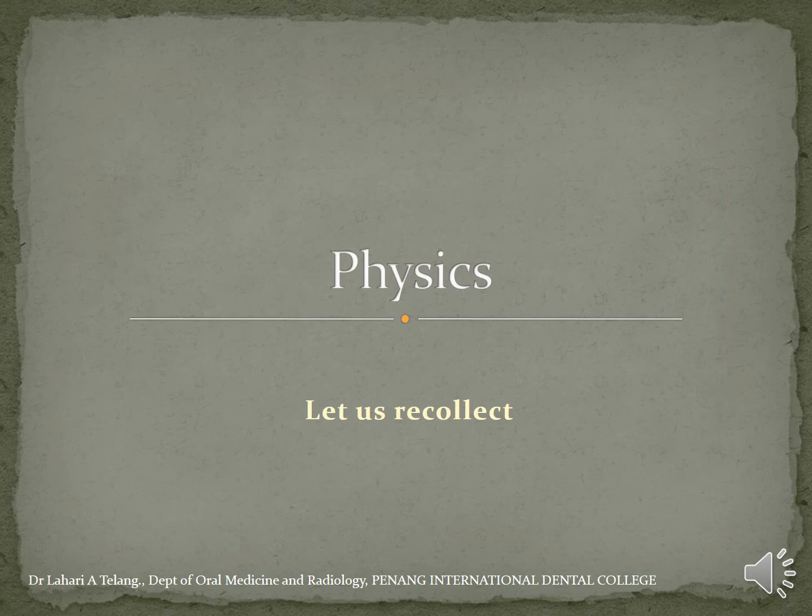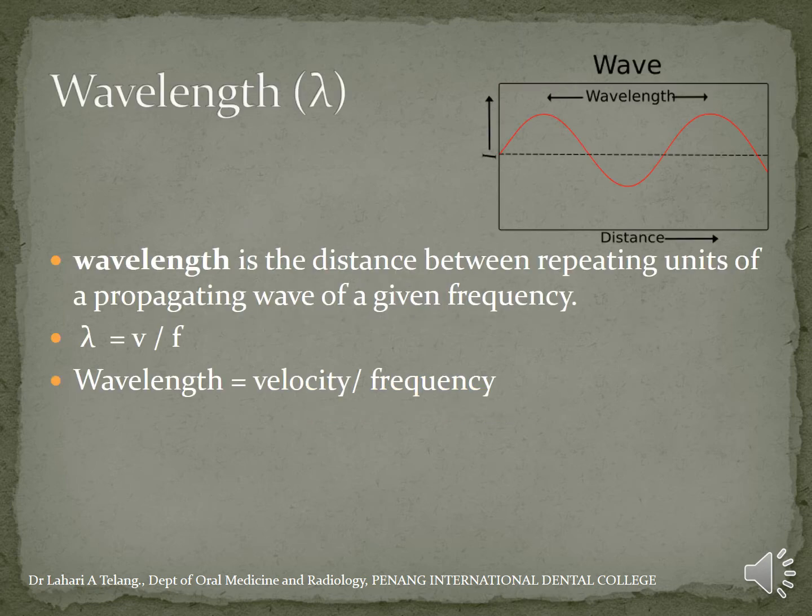So moving on, if that was the history part of it, now I'm going to start off talking to you about a little bit of physics in general, just for you to recollect. Probably this is not really related to what we're reading, but somewhere down the line you might want to use this terminology, and that's why I'm talking about it here. Wavelength is the term used to describe the distance between repeating units of a propagating wave of a given frequency, and the symbol you use for wavelength is lambda. Wavelength is calculated as velocity over frequency. You don't really need to use these terms in dentistry, but it's important to keep them in mind.